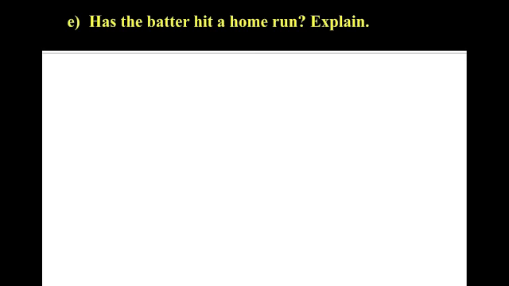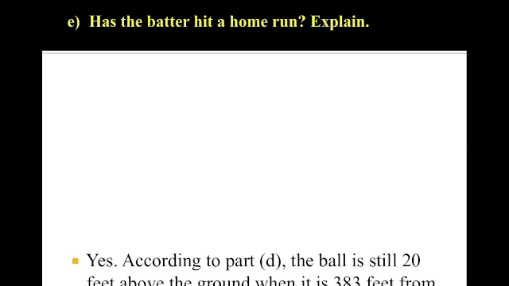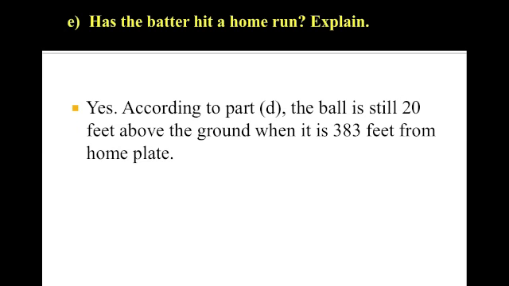And lastly, for part E, has the batter hit a home run? Explain. In this case, yes, because according to part D, the ball is still 20 feet above the ground when it is 383 feet from home plate. As given in the question, the fence is only 15 feet above ground, so we can assume that a home run has been made. And the fence is only 300 feet from home plate, so the ball would have surpassed that distance.